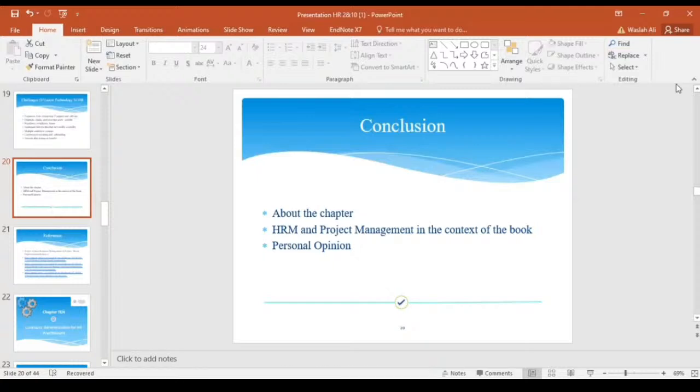HRM, human resource management, and project management are also concluded from this book. This book has elaborated project-based organization and human resource management, defining all the factors affecting the process of human resource management in short-term activities, and highlighted the key issues with possible solutions and outcomes.